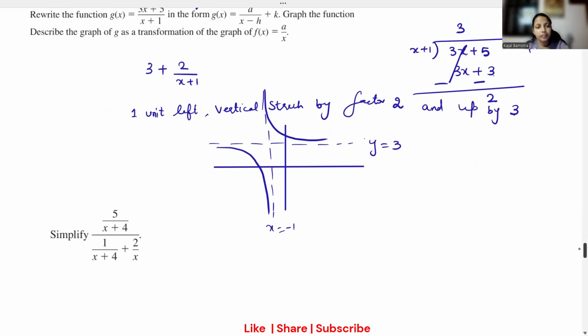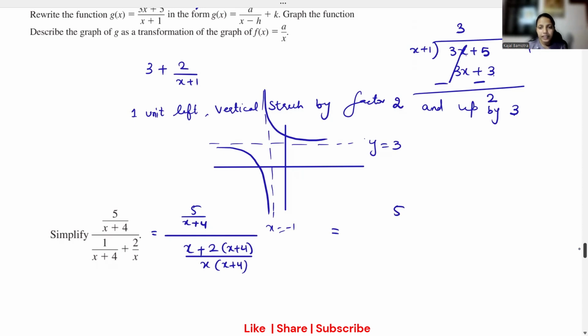We have this fraction. I just have to simplify it. 5 over x plus 4, divided by 1 over x plus 4 plus 2 over x. I can write the common denominator for the denominator part only. Denominator part has x plus 4 and x. The common multiple will be x times x plus 4. This term has already x plus 4, but x is missing here, so I multiply by x. This term has already x, but x plus 4 is missing. I multiply this with x plus 4.